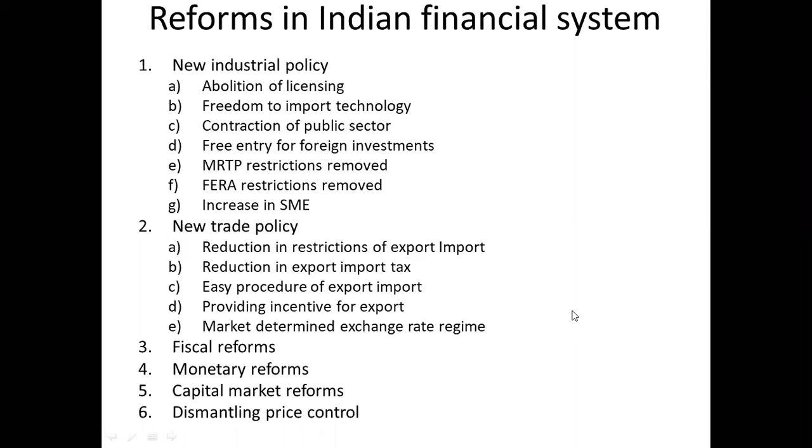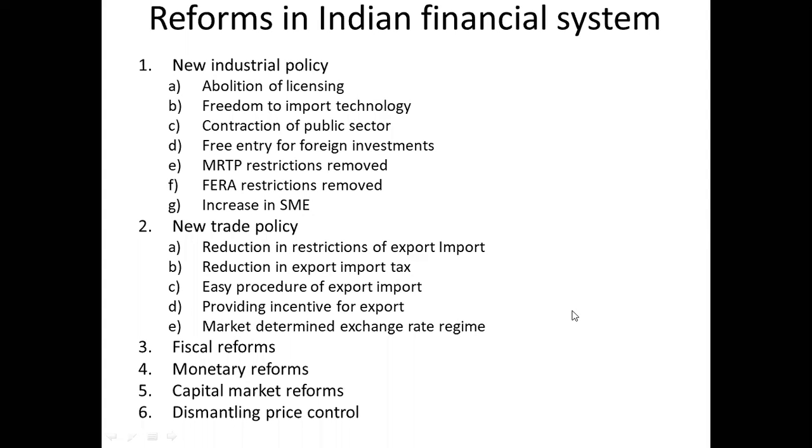So hope you all remember in 1991, industrial trade revolution happened. Okay, during which new industrial policy and new trade policy were established. So under these, what are the facilities given so that it promotes the industrial development of the country? So let us try to understand one by one.